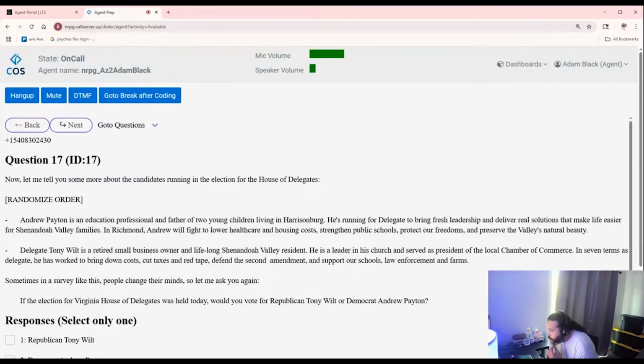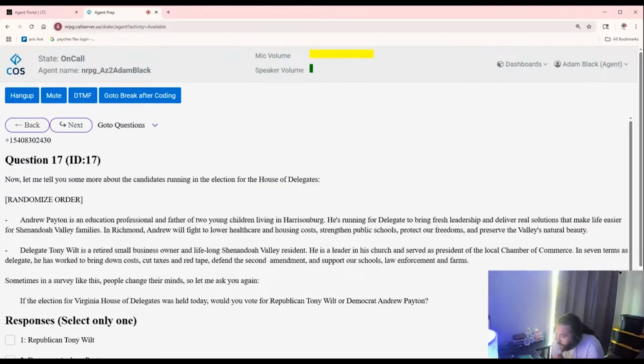He's running for delegate to bring fresh leadership and deliver real solutions that make life easier. And in Richmond, Andrew will fight to lower health care and housing costs, strengthen public schools, protect our freedoms, and preserve the valley's natural beauty.